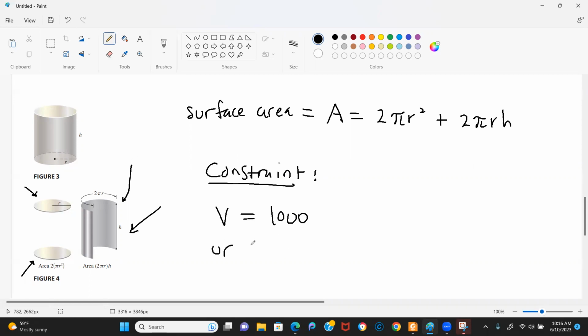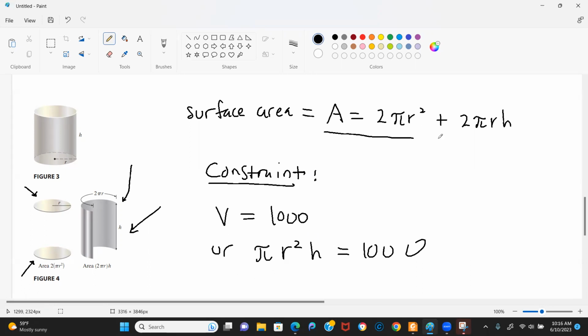What's the volume of this thing? Well, it's just another fact I'm going to throw at you. Don't worry about memorizing all these formulas. One, this is an online course, so you can just look up the formula. Everything is open book basically. And two, most of the formulas I will give you, unless it's like the area of a rectangle, which everyone should know. So the volume of this can is pi r squared h equal to 1,000. This is our constraint.